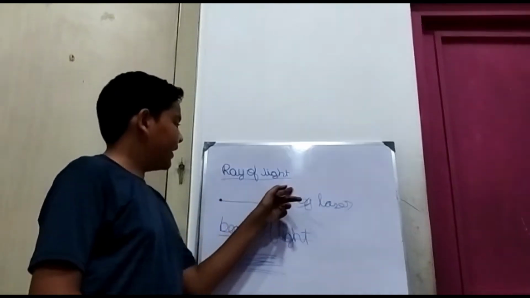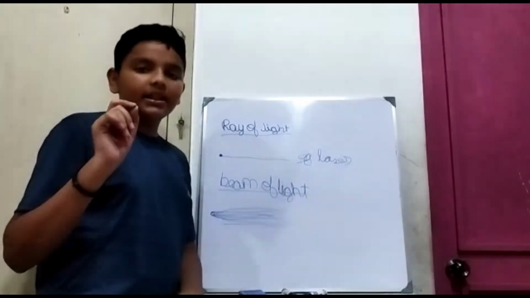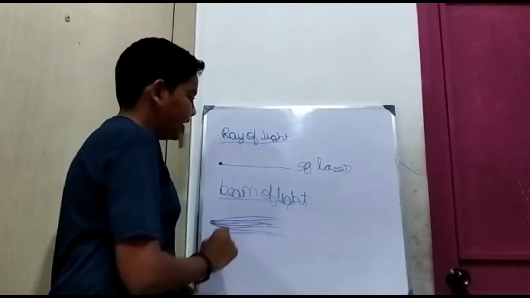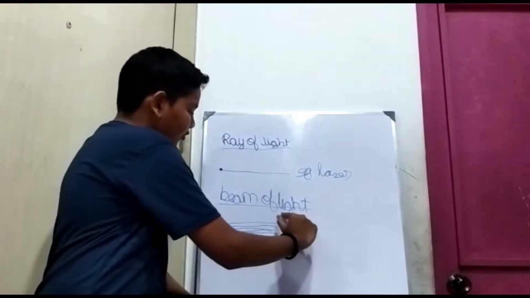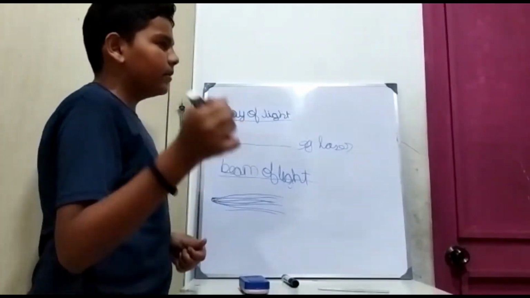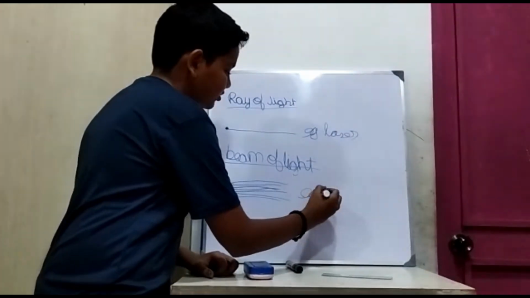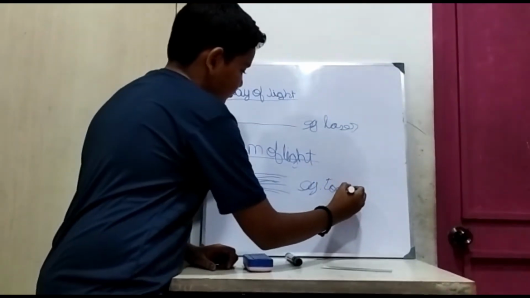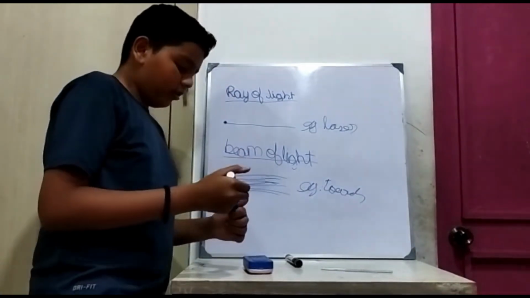Next we are going to see ray of light. Ray of light means a single light. You see this? This is a single light. Example, laser. A beam of light contains two or more lights. It is called a beam of light. For example, a torch light, a phone torch. It is also a beam of light.